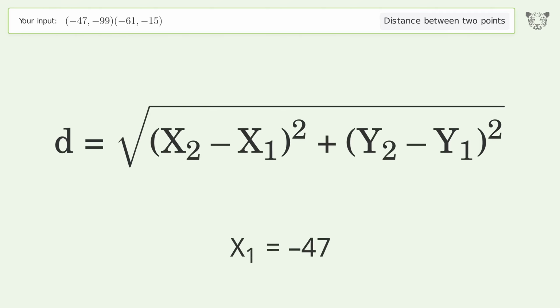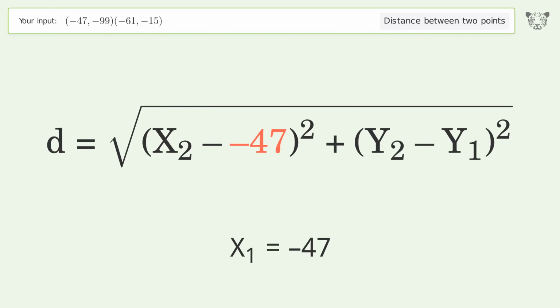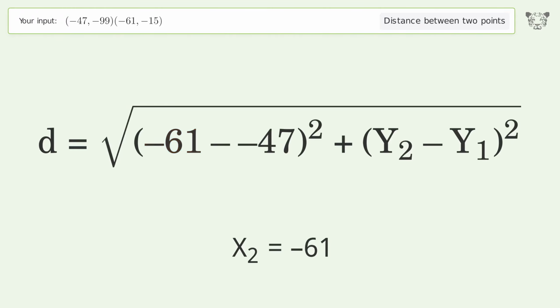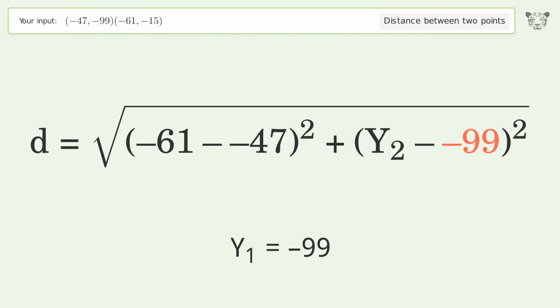x1 equals -47. x2 equals -61. y1 equals -99. y2 equals -15.